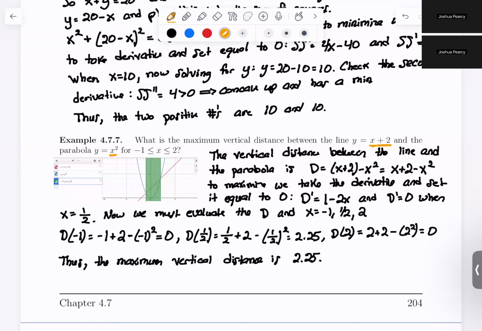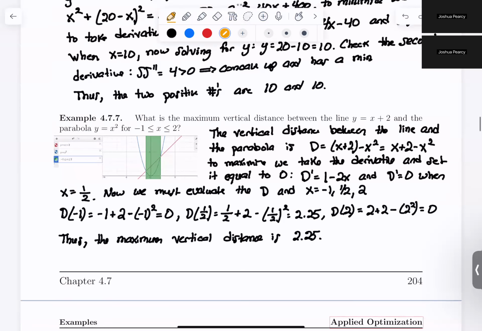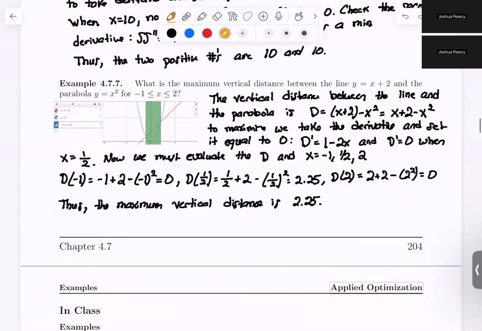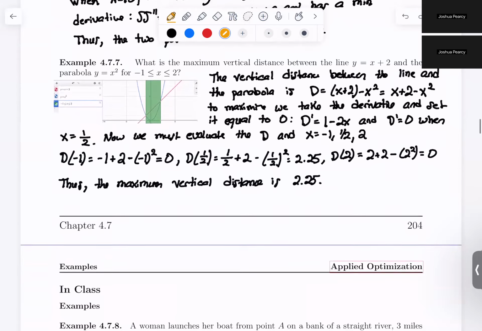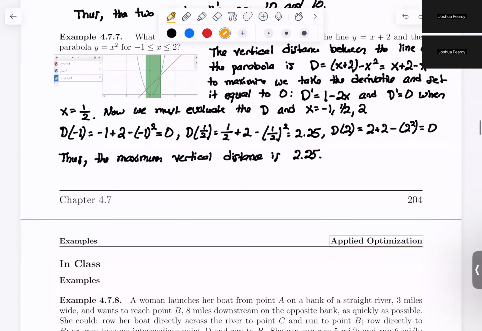So this would be x plus 2 minus x squared. And whenever I do that, I just get the equation x plus 2 minus x squared for the vertical distance between the two. So now I want to maximize this, so we take the first derivative and set it equal to 0. When I take the derivative of this function here, I end up getting 1 minus 2x. I set that equal to 0 and solve. And this would happen when 2x equals 1 or when x equals a half.